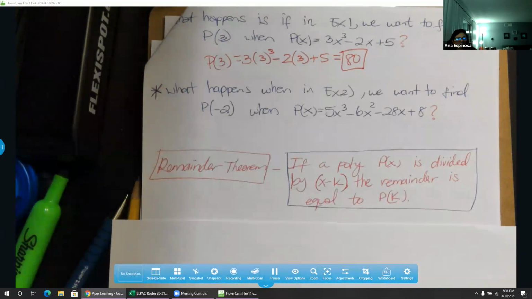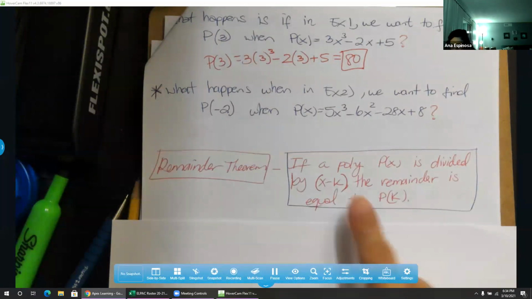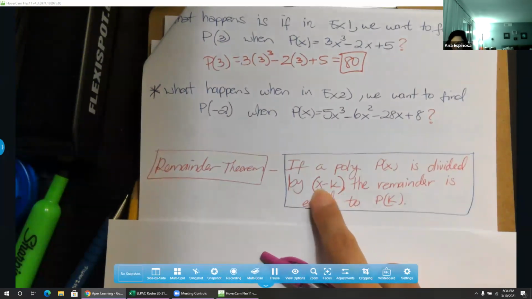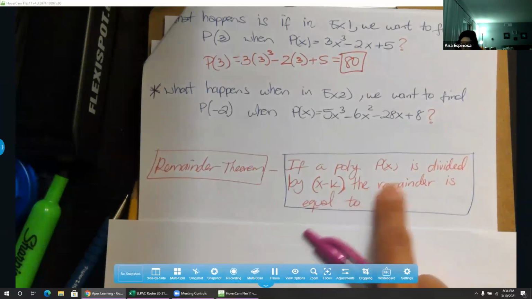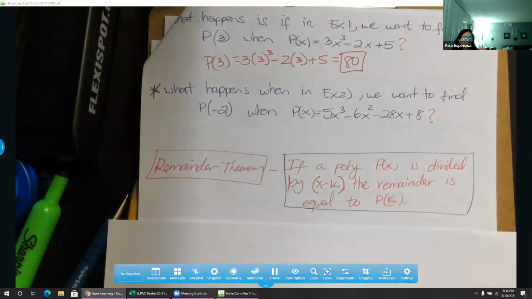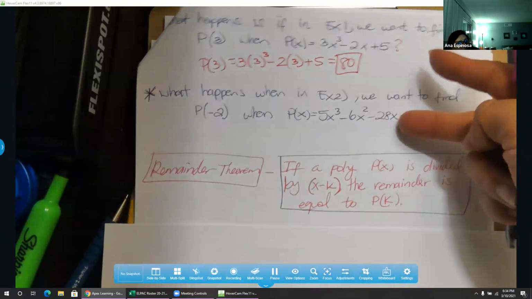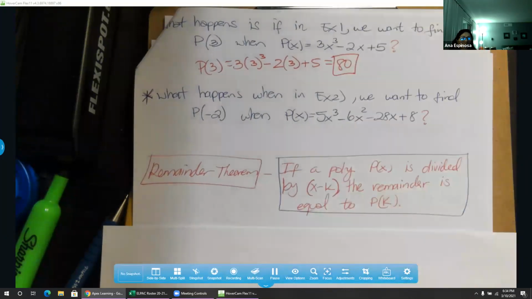There is a remainder theorem. The remainder theorem says that if a polynomial P of x is divided by any binomial of this form, x minus k, where k is a number, the remainder is equal to P of k. And hopefully that will be true once you do this second example to prove the first one, proving the remainder theorem. So hopefully you can go ahead and prove that.